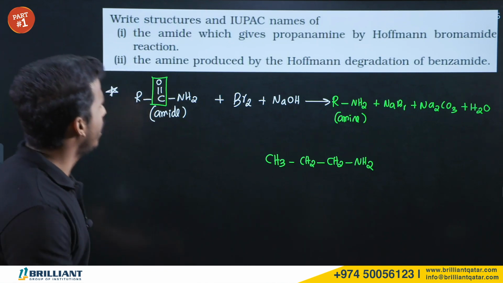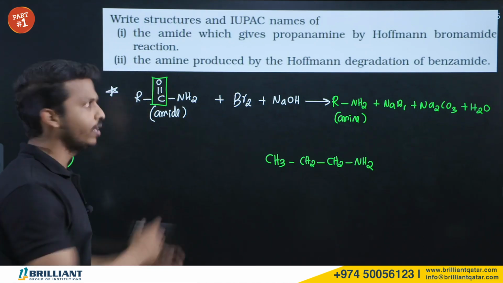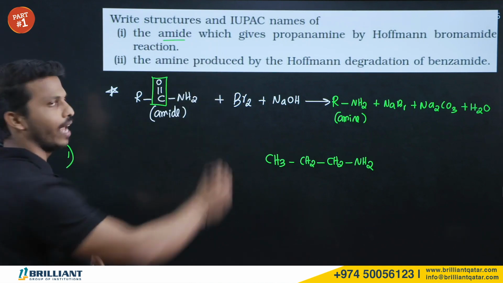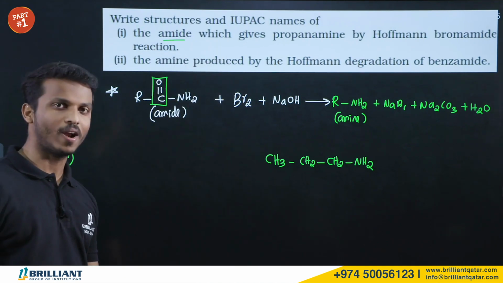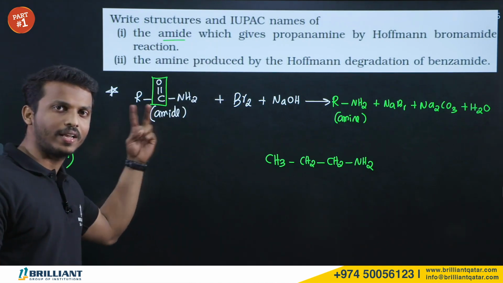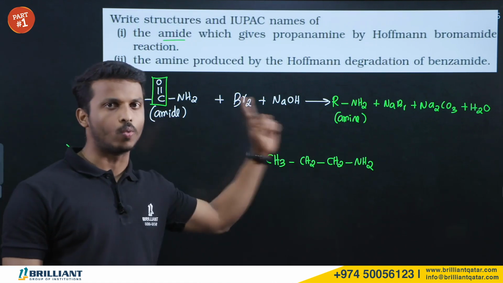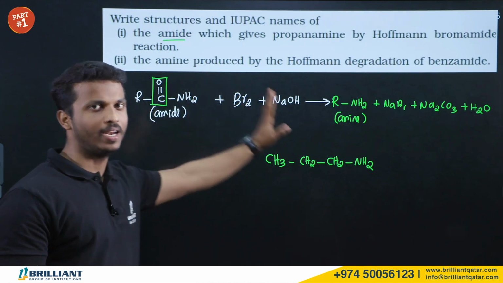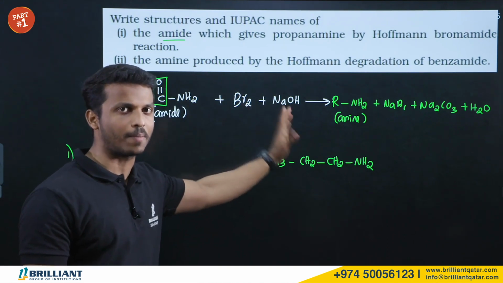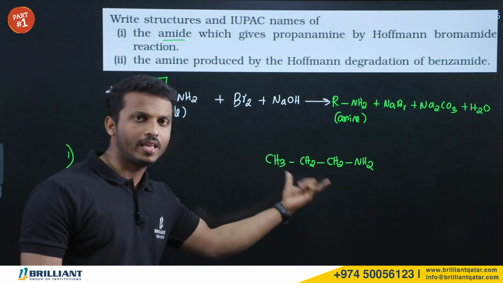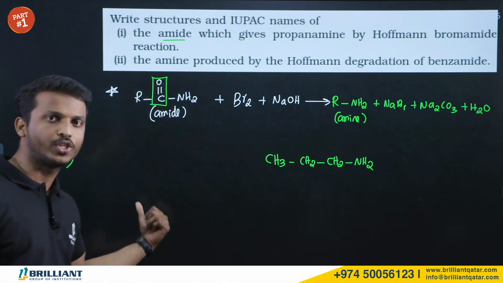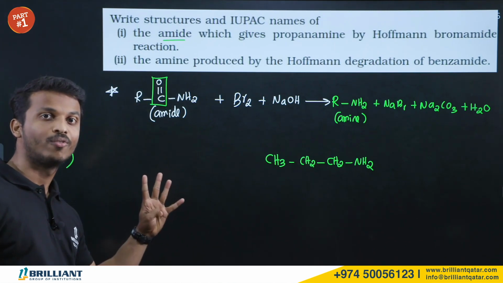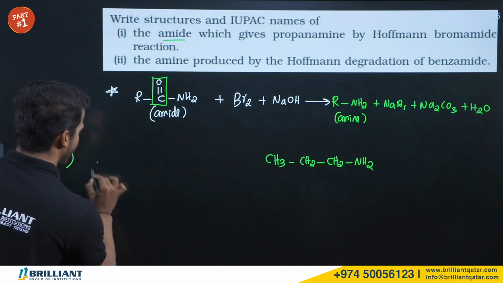If you want to prepare this amine, which amide do we have to use? Dear all, if the amide contains 2 carbons, your amine contains 1 carbon. Means amide 2, amine 1. Your amine always contains 1 carbon less. Here the amine they gave has 3 carbons. So, your amide should contain how many carbons? 4 carbons. So, what is that amide?